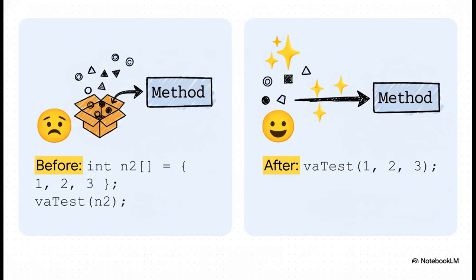And this slide, this is the aha moment. On the left, you've got the old way with all that manual array creation. And on the right, the new way. You just pass your numbers in directly. All that extra boilerplate code just vanishes. The compiler does all the heavy lifting for you behind the scenes. It's just so much cleaner and easier to read.